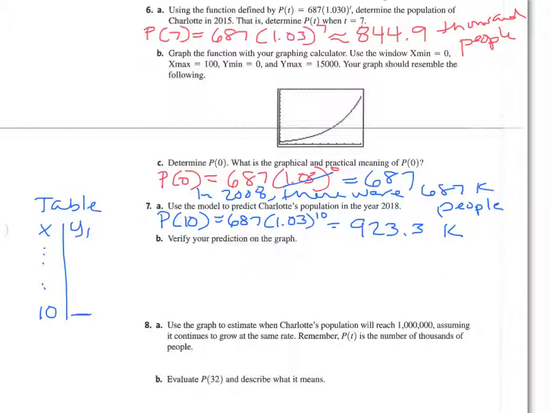Okay, so they're having you verify on the graph. If you go and trace on the graph or use what I was just saying, the value, and plug in 10, you'll have your graph like this. If you either trace it or use that value, you'll end up getting the ordered pair on the bottom of the screen. Again, it will also show up on the table, so either one of those is fine, but just showing that 10 years after the original, we'll have 923.3 thousand people in Charlotte.